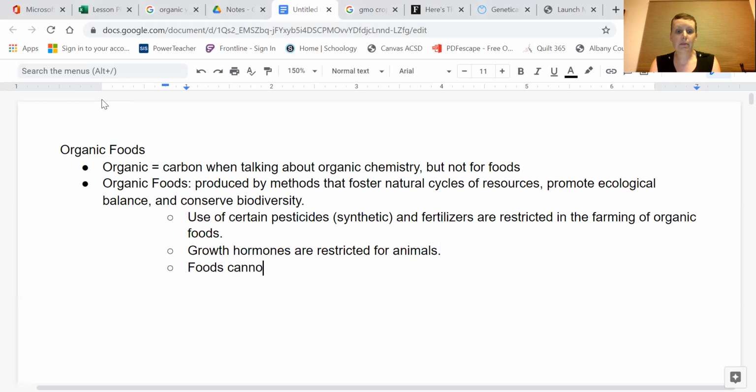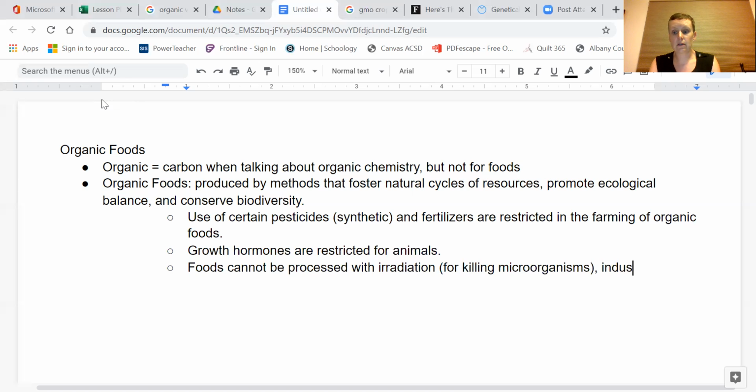Foods cannot be processed with irradiation. And what irradiation is, it's a way to kill microorganisms on the food, so to kill bacteria on the surface of the food, for example. So it can't be processed with irradiation.